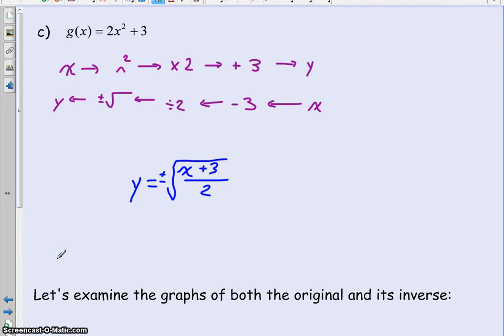All right, welcome back. So looking at your answer for C, I did this one using an input-output approach. I started with x, and the first thing that happens to x is not the multiplication by 2, but the exponent of 2, so I square it. Then I multiply by 2 and add 3, and that gives me y. So in reverse, I'm going to subtract 3 first.